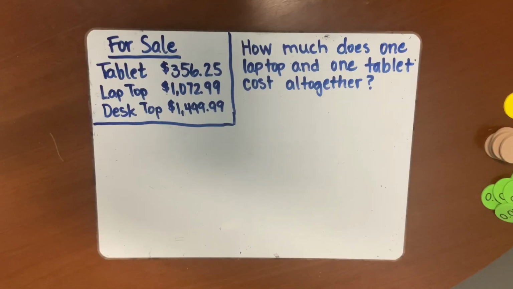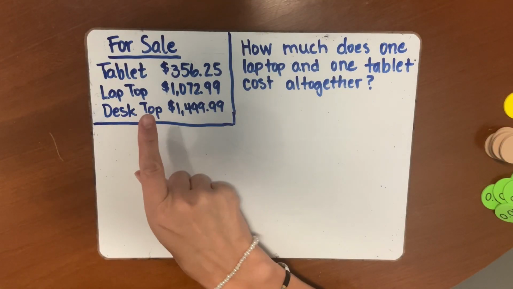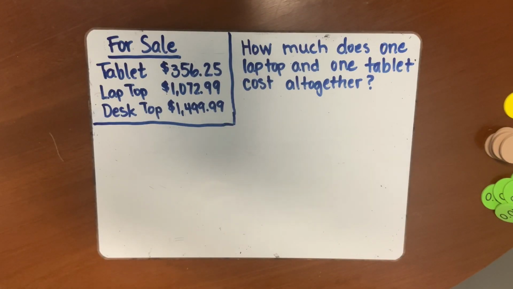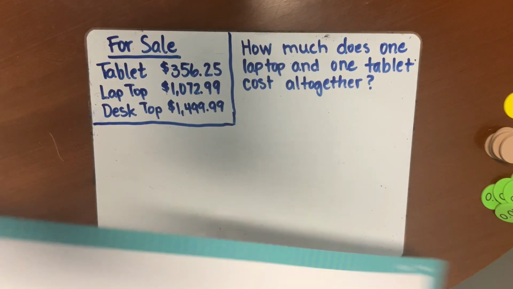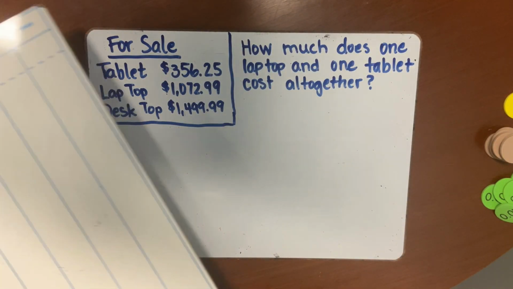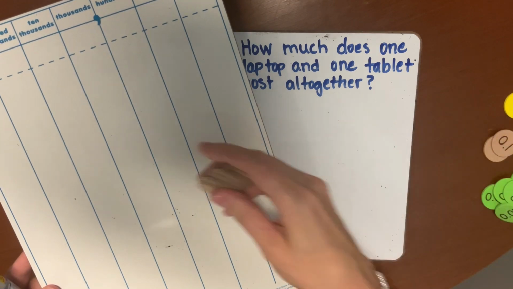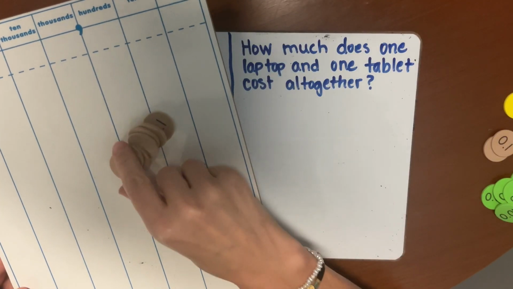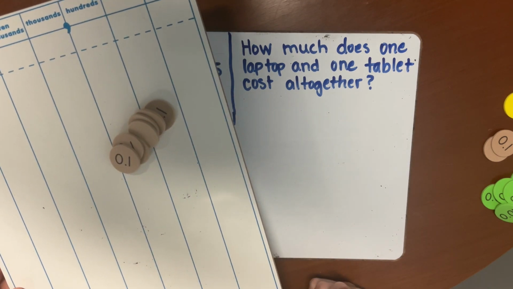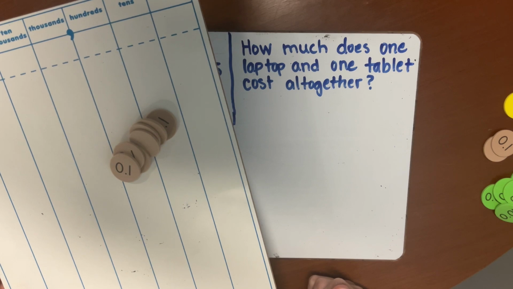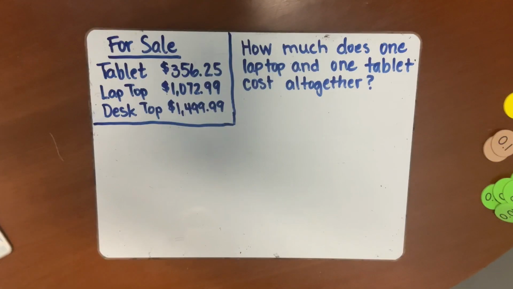Today we are solving problems at a store that has these items for sale. For this problem, you will need a number line and a place value chart with place value discs to the hundredths. Go ahead and get those supplies if you haven't done so. Pause and get them ready. Okay, let's give this problem a go.